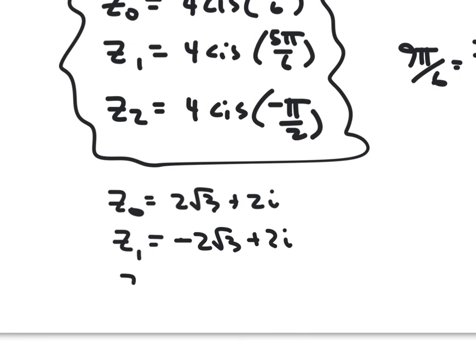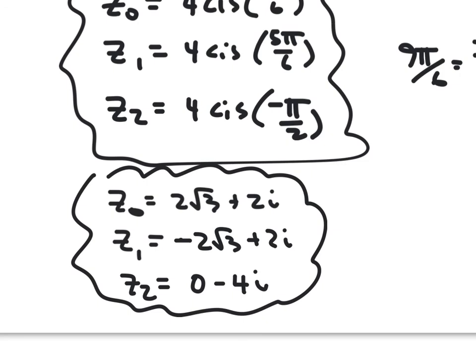And z sub 2 will equal, oh, that's a nice one. What would that be? 0 minus 4i. Yep. Cool. So there are our Cartesian coordinates for the 3 roots of 64i.